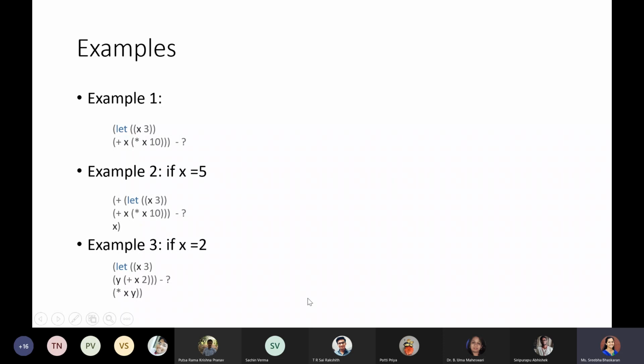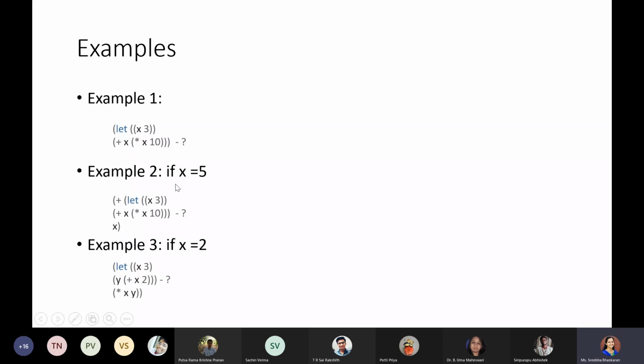First two examples we have already discussed. In let we had a single variable which has been initialized to the value 3, that is variable x. As a body it will be executed. Wherever x is there, it will be replaced with the value 3 and this expression will be solved. So first 3 into 10, 30, 30 plus 3, 33 will be the value which will be returned here.